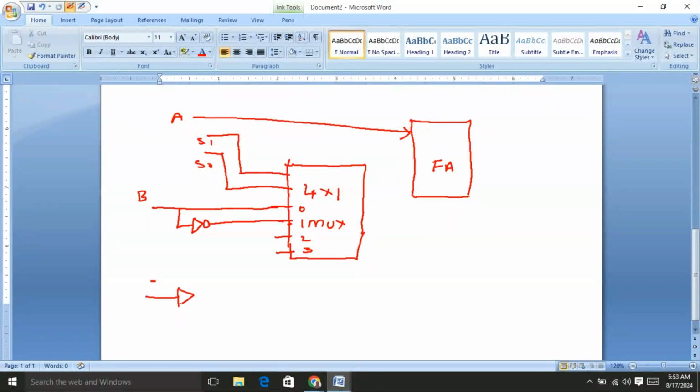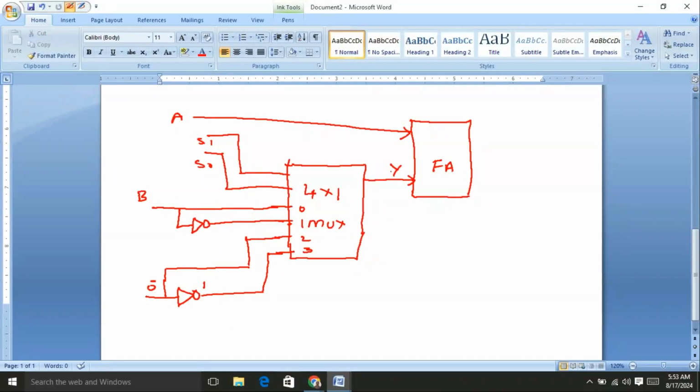Now I am going to consider one NOT gate, and here the input is 0, right? This is connected to the second input of the multiplexer, and the output of the NOT gate, that means all ones, is connected to the third input of the multiplexer. Now the output of the multiplexer is connected to the second input of the full adder.